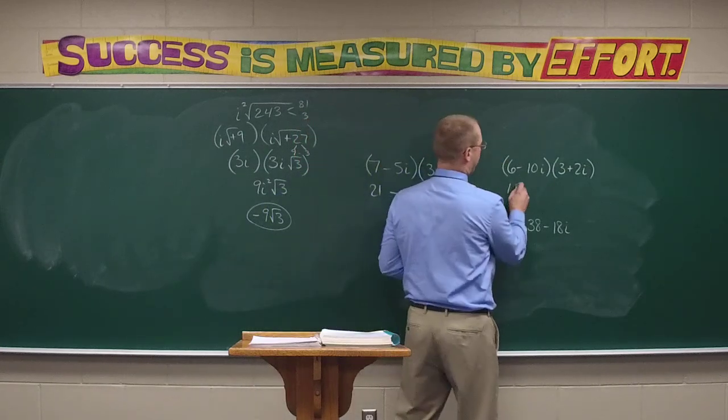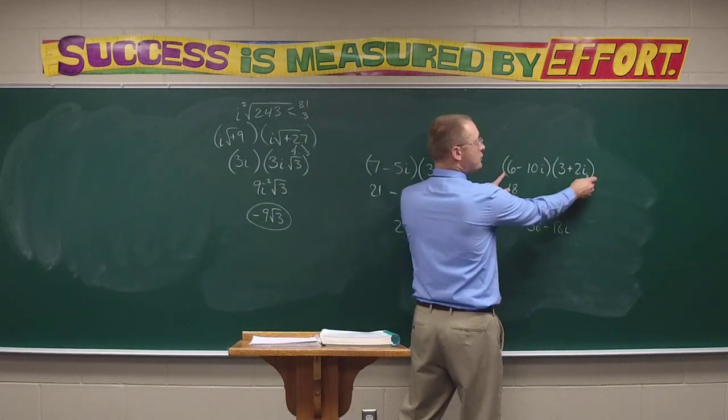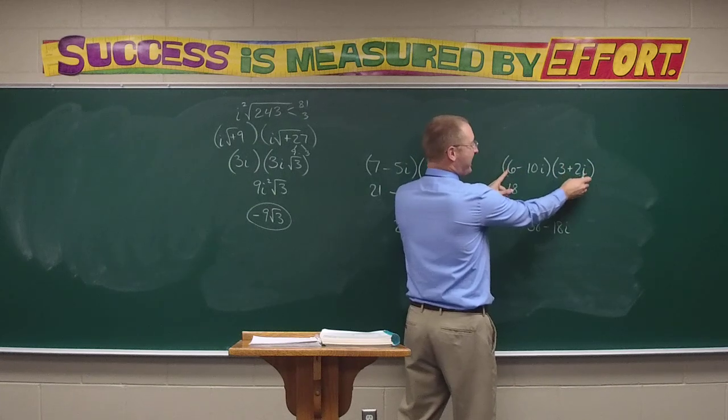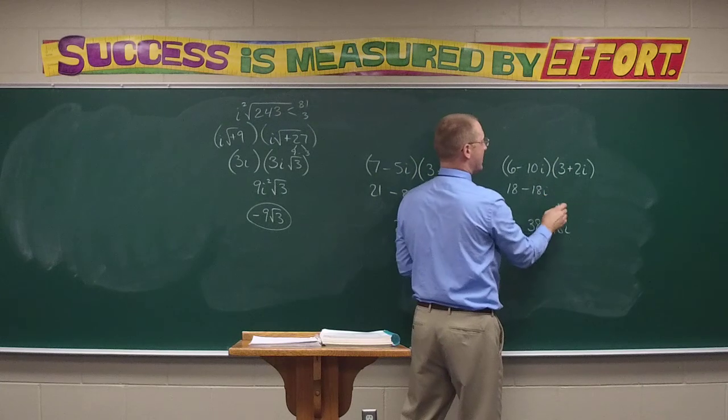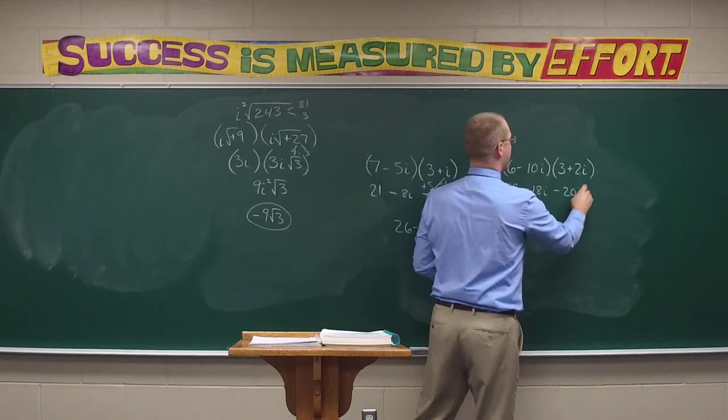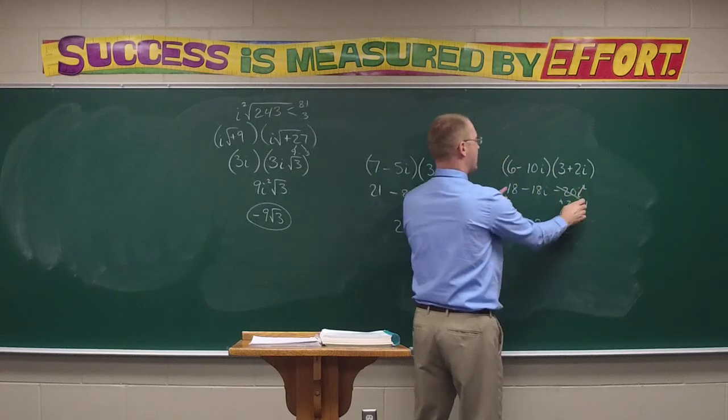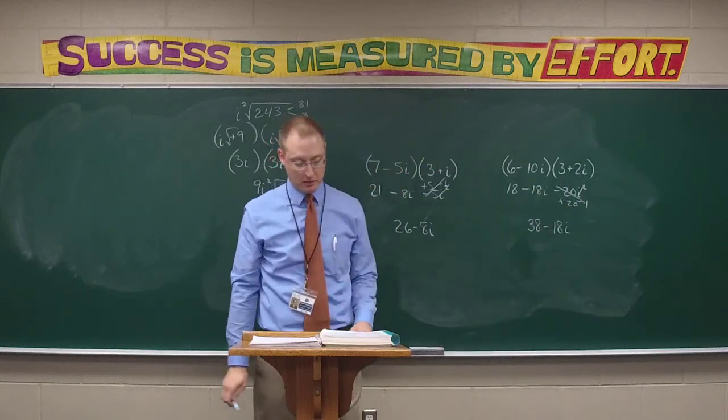All right, check your work. First is 18. Outer's a negative 12, or positive 12i. Inner's a negative 30. So negative 30, positive 12 gives negative 18i. Then your last is a negative 20i squared. Again, that's negative 1. That's positive 20. That's where the 38 came from with the negative 18i.